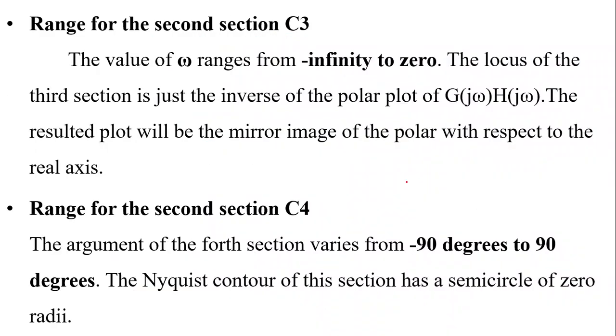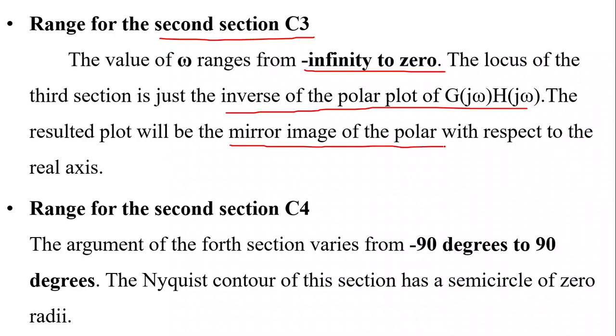After that, the range for the third section C3: the value of omega ranges from minus infinity to 0. The section C3 is just the inverse of the polar plot of G(j omega)H(j omega). The resulting plot will be the mirror image of the polar plot with respect to the real axis.